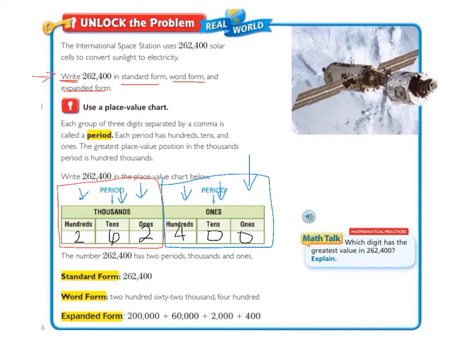Let's look at the Math Talk question on the right. The Math Talk question says which digit has the greatest value in 262,400? Well, you might think that it's the 6 because it's the biggest number in that number, but it's really the 2 because the 2 is farthest to the left. It's in the biggest place value. That 2 is worth 200,000. That's a pretty big 2.